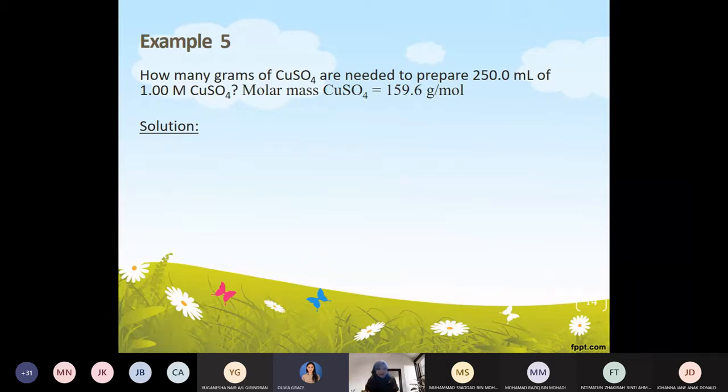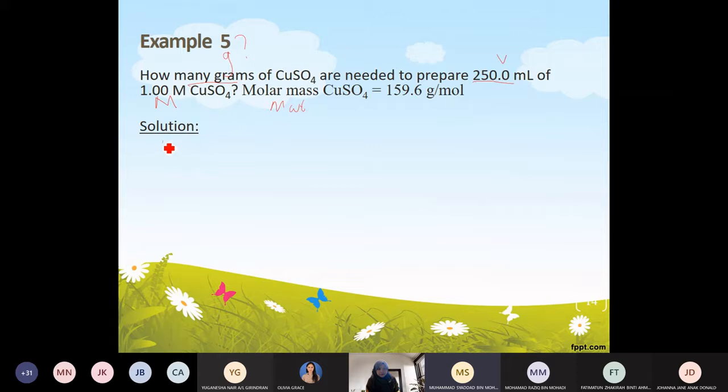How about this? Example 5. How many grams of copper sulfate, okay, needed to prepare 250 ml of 1 molar copper sulfate? So you are given the molar mass. So dia nak gram. Okay, gram. So look at the information given. Kita ada volume kat sini. Kita ada molarity. So what is the first step? Kita buat apa dulu?